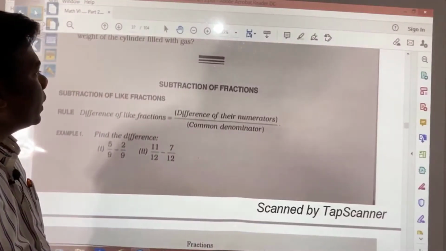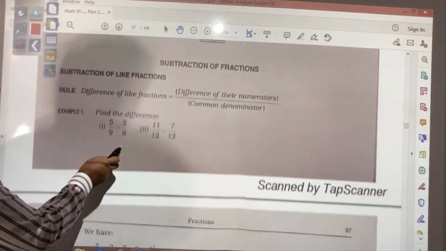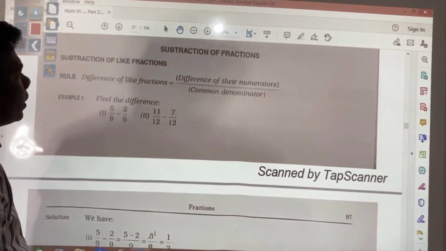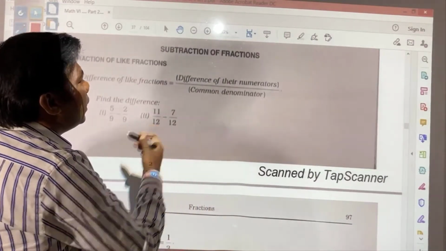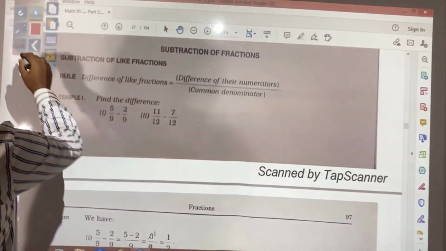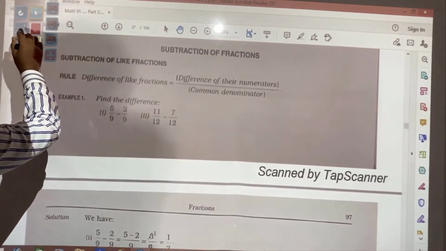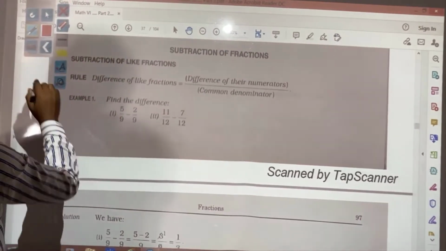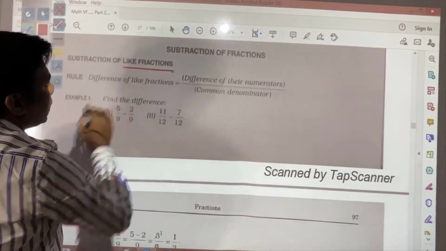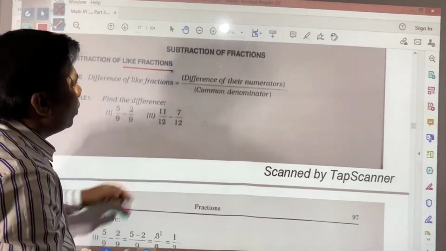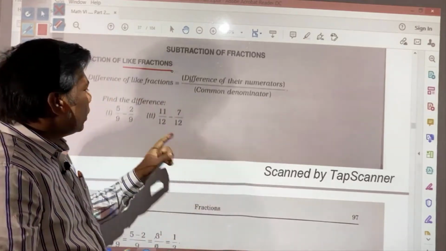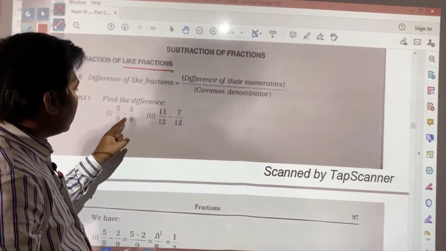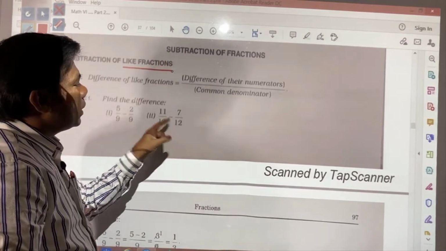Here we have subtraction of fractions. The rule is: the difference of like fractions is equal to the difference of their numerators divided by the common denominator. This is for like fractions. As we had the rule for addition, the same rule is required to be applied. The only difference is that here, in between the fractions, you have a minus sign.